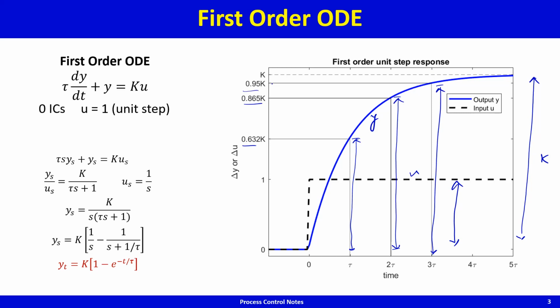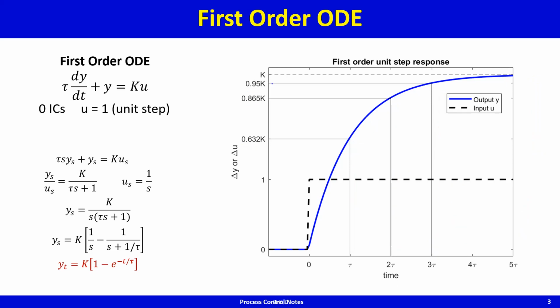So these are the characteristics of a first order ODE, a first order lag with gain k, and first order lag is very commonly employed. By default, if you say first order lag and do not specify the gain, that means the gain is 1. Okay.